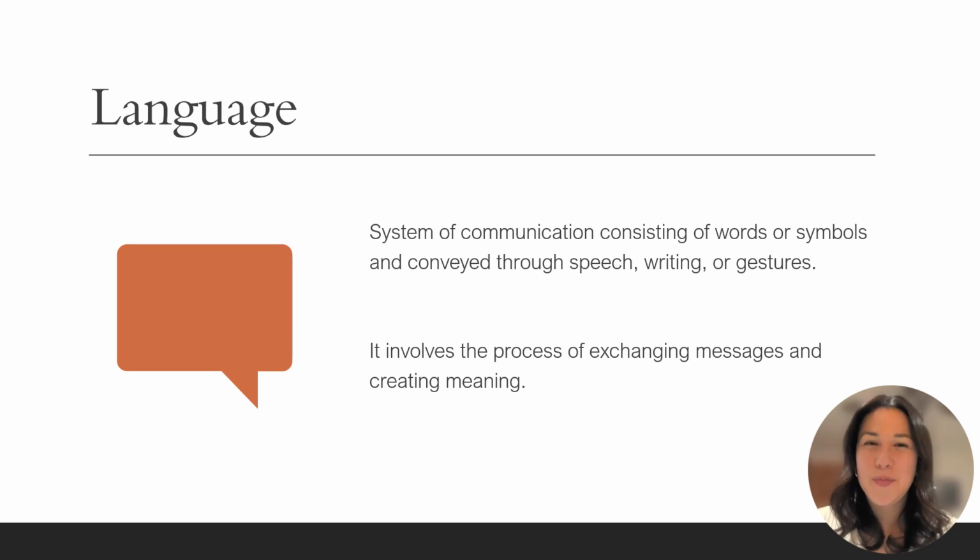Language is so important because it is the primary system of communication for which we utilize words or symbols through speech, writing, or gestures to convey meaning. Language serves as the foundation for exchanging messages and ideas. Ultimately, the communication that occurs through language underlies most of what we consider to be uniquely human.